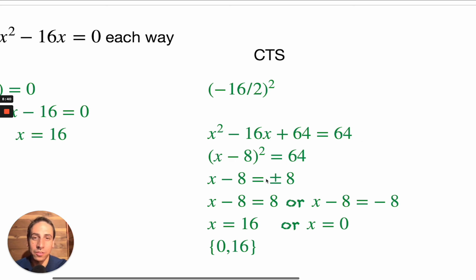Taking the square root of both sides, we get x minus 8 is equal to plus or minus 8, and then, splitting the two equations up, you get x minus 8 is equal to positive 8 or negative 8. When you add 8 to both sides, you get 16, or you get 0, which are the two solutions.